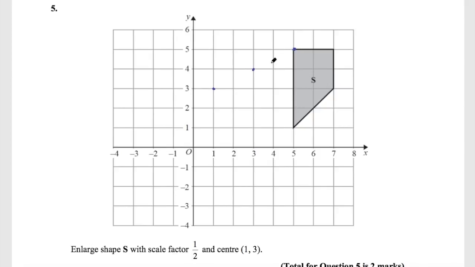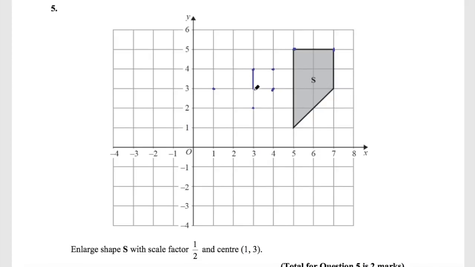So that point will enlarge to this point here. And then to get to this point, we need to go up 2 and across 6. So the enlarged point of this point here will be up 1 and across 3. And now I can just shrink this shape down by 1/2. So this side here will be a length of 1. This side here will be, well, if this side is 4, this length on the enlarged shape will be 2. So I have my 4 points of this shape.